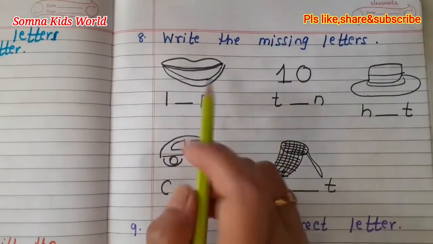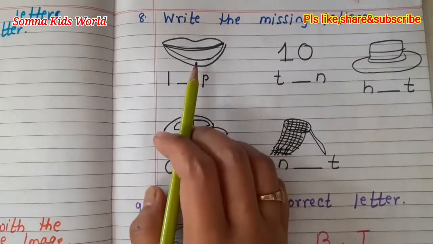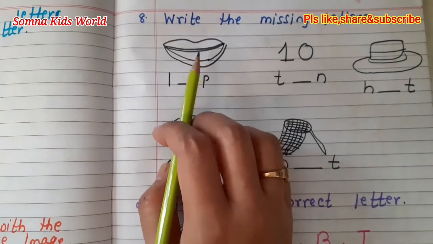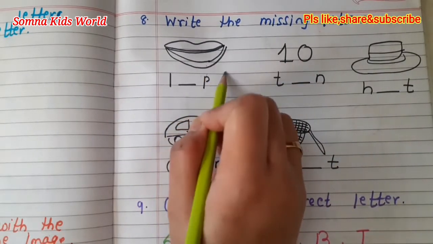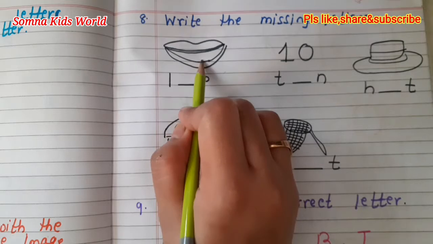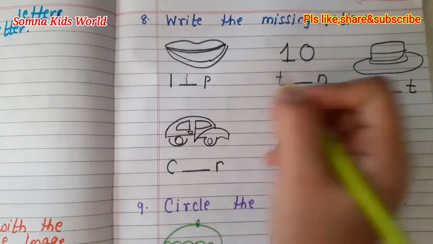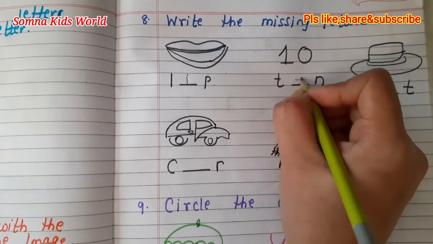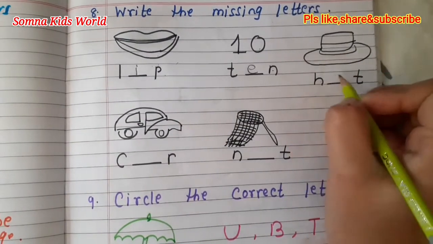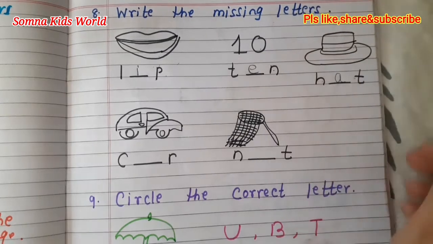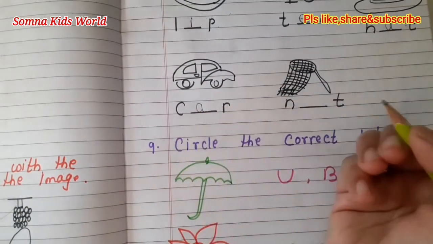Next here, write the missing letters. So here you have to see the picture and find which letter is missing. Like this is a picture of a lip. L, I, P, lip. Ten, T, E, N, ten. Hat, H, A, T, hat. Car, C, A, R, car.